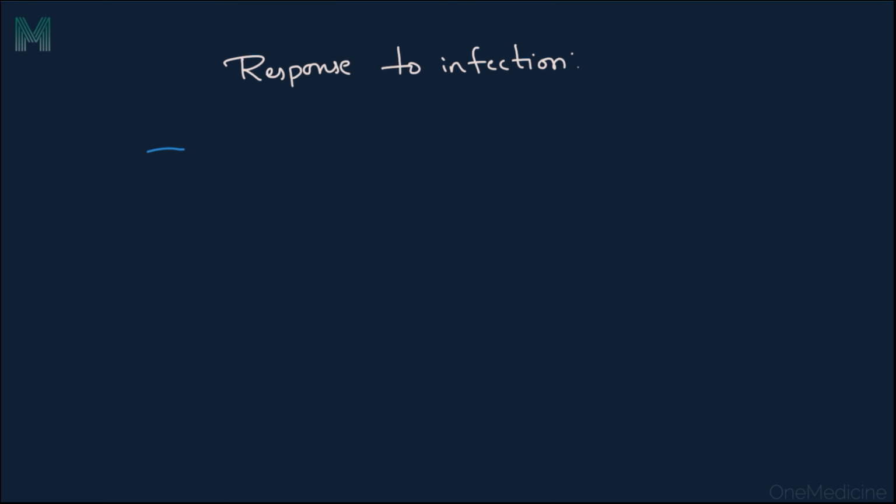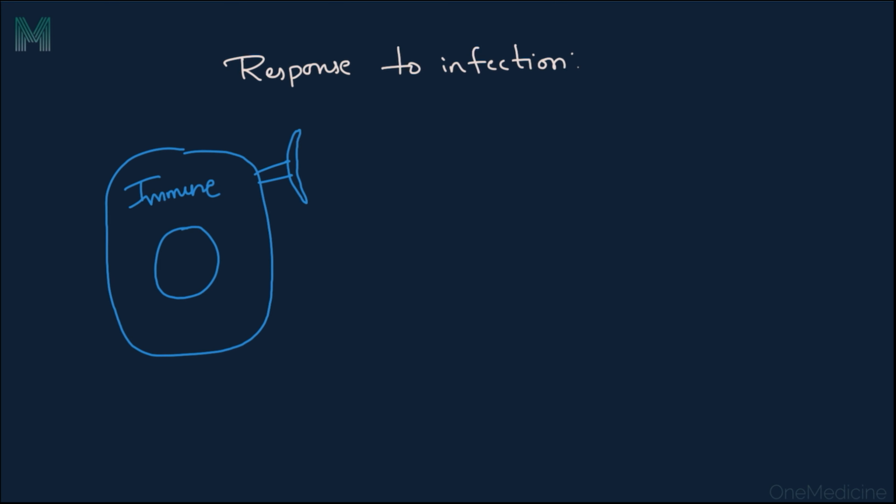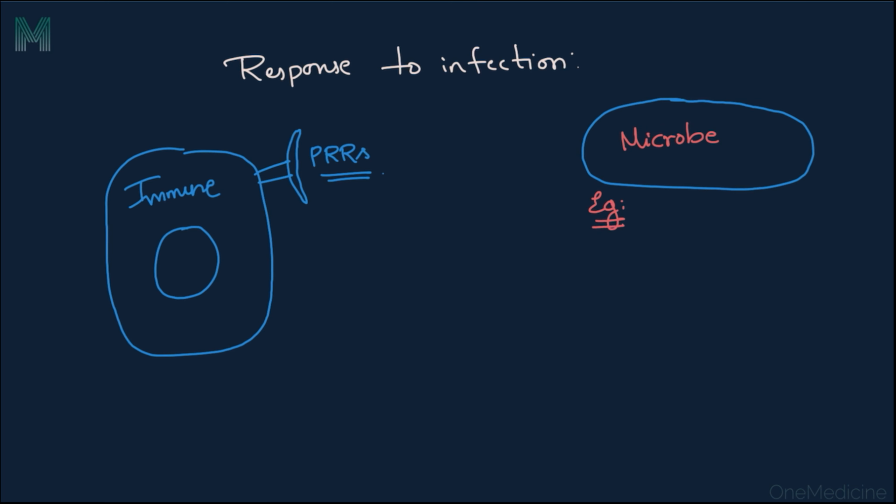On the immune cells, there are certain receptors called pattern recognition receptors, or PRRs. These are responsible for identification of certain molecules that are present on the microbe cell walls. Examples of such molecules include peptidoglycan, which is present in gram-positive bacilli, and lipopolysaccharide, which is present in gram-negative bacilli.